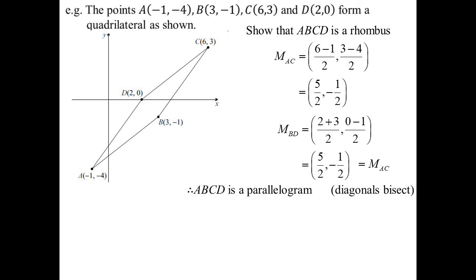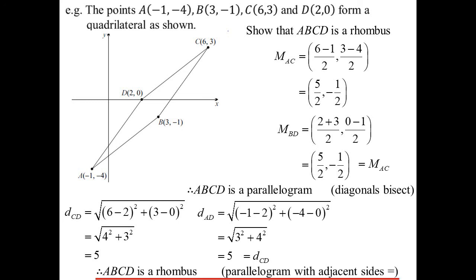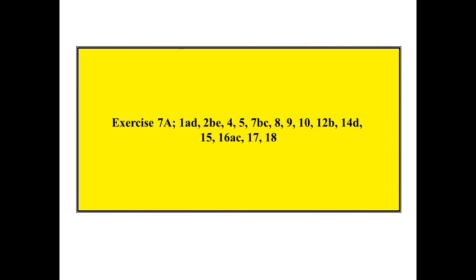But we want to show it's a rhombus, so we need to get a bit more specialised. The length of CD I can work out, that's 5. The length of AD is also 5. Well, hang on, we have a pair of adjacent sides equal. So it's a rhombus. Oh, a parallelogram, which is also a kite, must be a rhombus. So 7A has got those sorts of coordinate geometry questions in it.